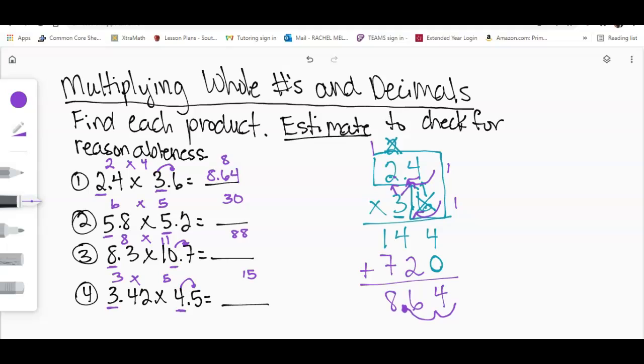Is that close to 8? Yes, it is. Now, if I was rounding 8 and 64 hundredths, I might round that to 9 because it would be closer to 9, but it's still close to 8. So we say that that is a reasonable answer.